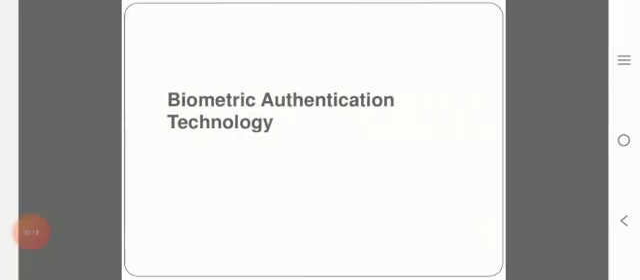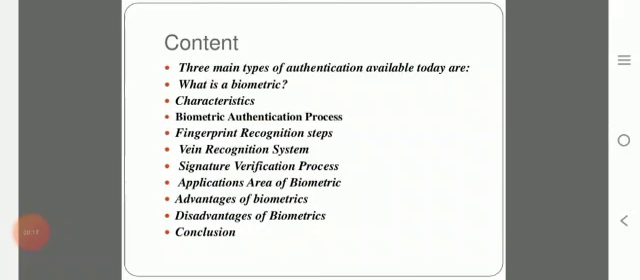Biometric authentication technology. The contents in this PPT are: three main types of authentication available today, what is a biometric, its characteristics, biometric authentication process, fingerprint recognition systems, vein recognition systems, signature verification process, application area of biometrics, advantages of biometrics, disadvantages of biometrics, and conclusion. Okay, let's start.